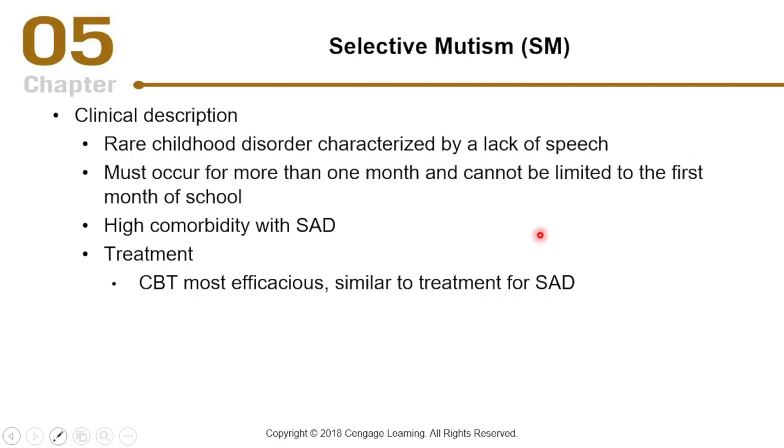And with selective mutism, it is seen to have a high comorbidity with social anxiety disorder or social phobia. So with this one, the treatment, just like with other anxiety disorders, CBT is the most efficacious, and it is also similar treatment for the SAT.